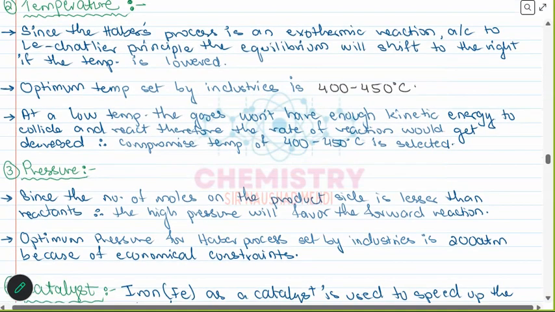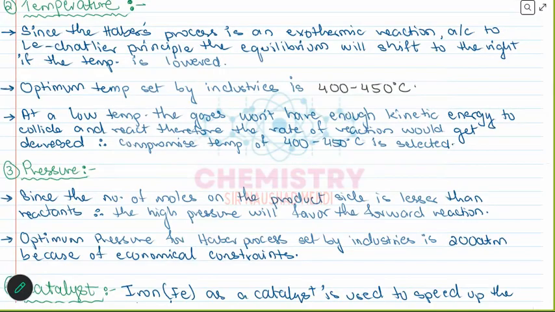Because if we further increase the pressure, it will be an advantage for us. We will get more and more forward reaction. So why do we stop at 200 only? Okay. The reason is written over here: because of economic constraints.